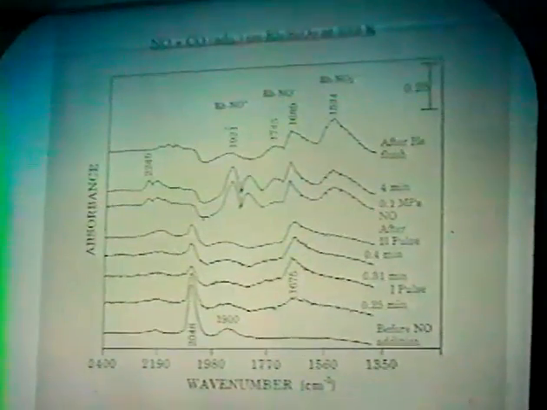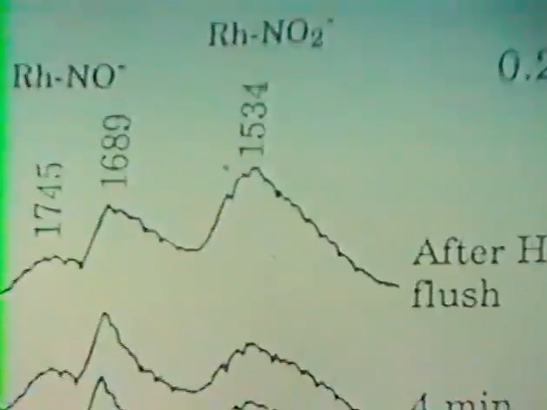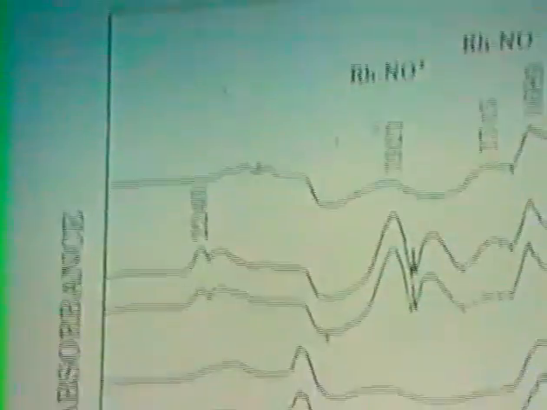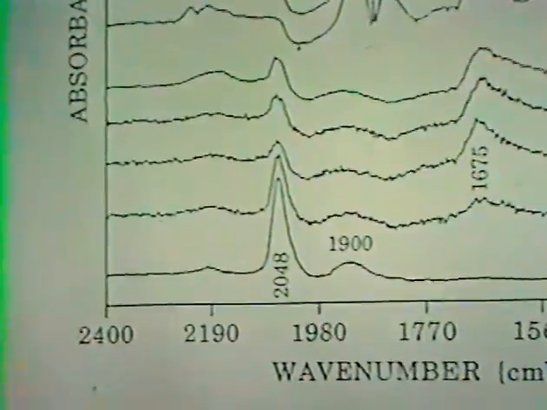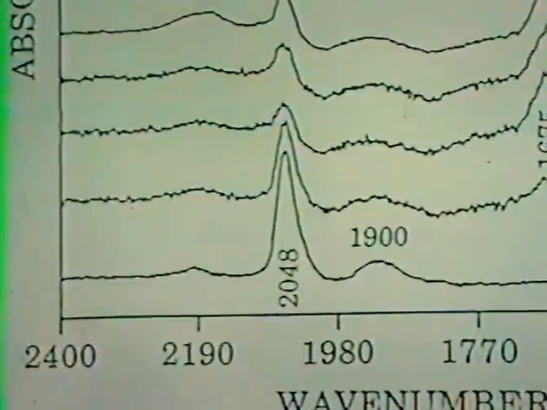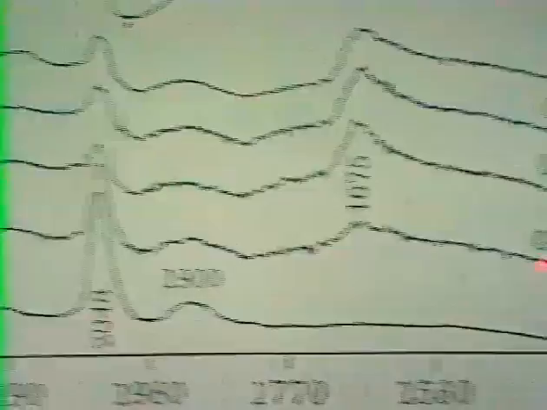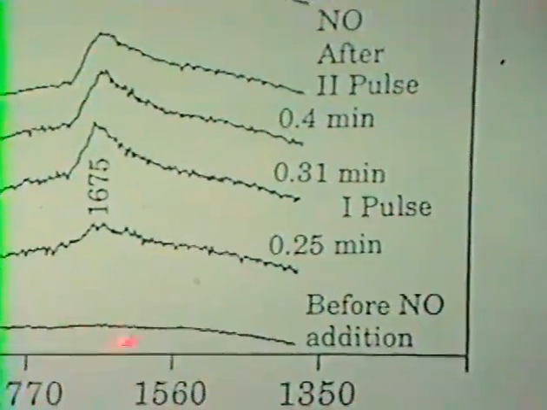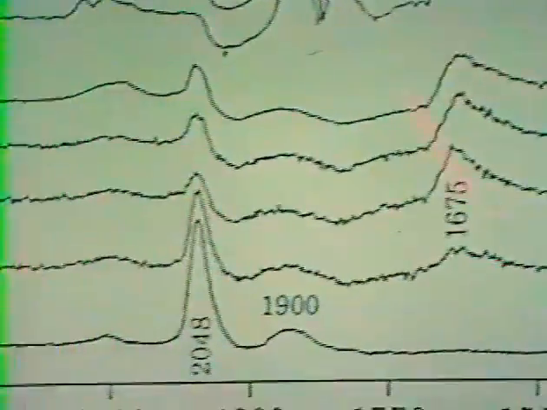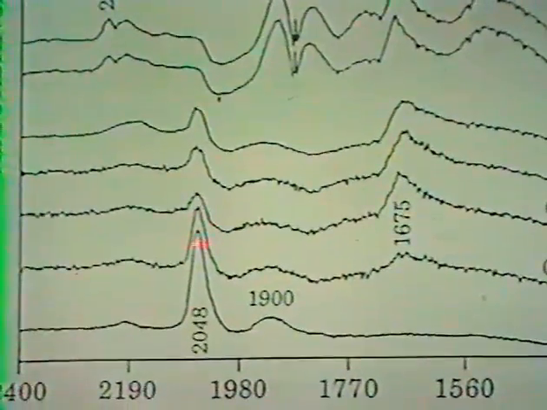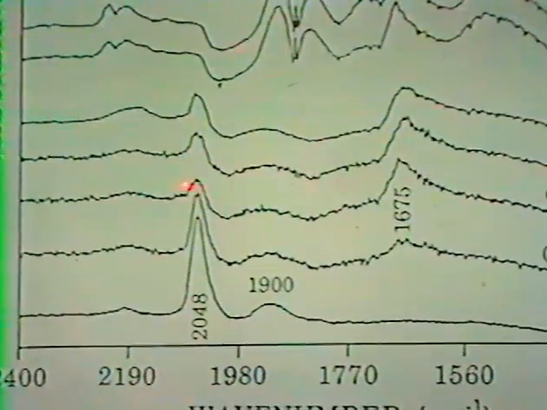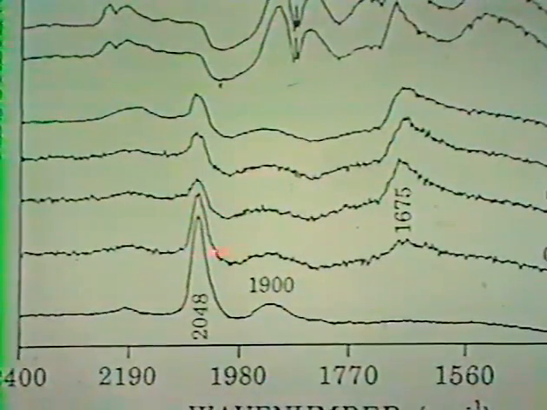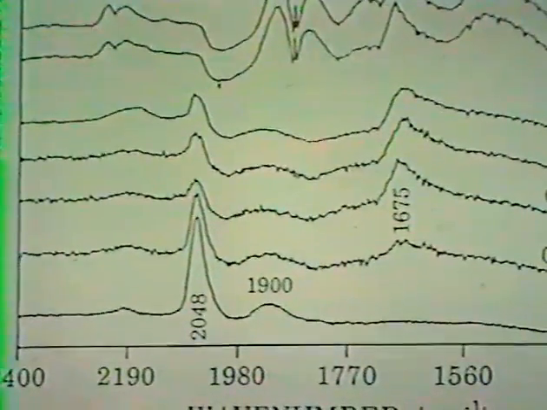The first thing we do here is to adsorb CO on the catalyst. Adsorbed CO gives a band at 2048 wave number and 1900. This 2048 is assigned to the linear CO. This 1900 is assigned to a bridge CO band. And then we pass around 25 microliter of NO through this adsorbed species. And as you can see, when the NO passes through, the linear CO reacts, the intensity of the linear CO band decreases, and there is a slight change in the bridge CO band.